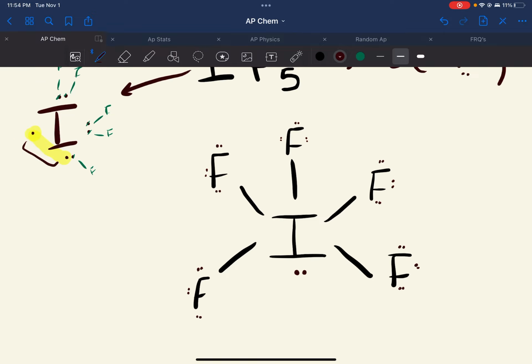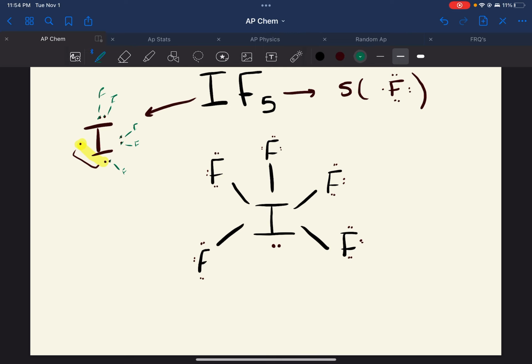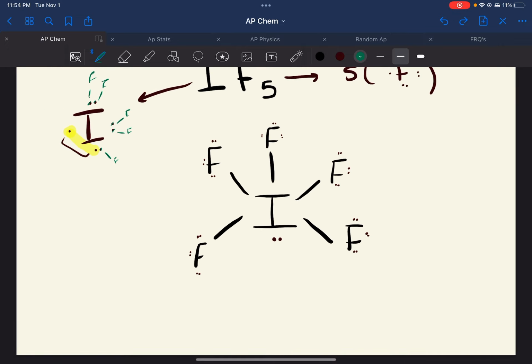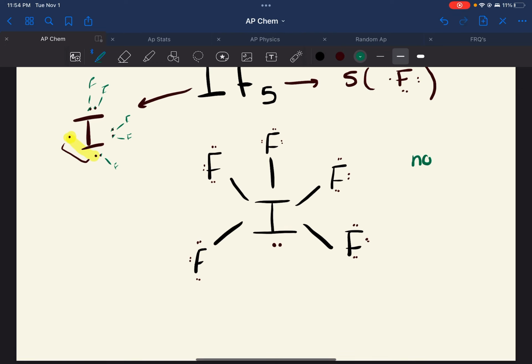Okay, so now I have to predict the shape. One, we know that it can be an octahedral. You have to think about the symmetry. One end is going to be all fluorine and one end is going to be this lone pair. It's not symmetrical because one end has a lone pair from iodine. So we know that it's not going to be non-polar.